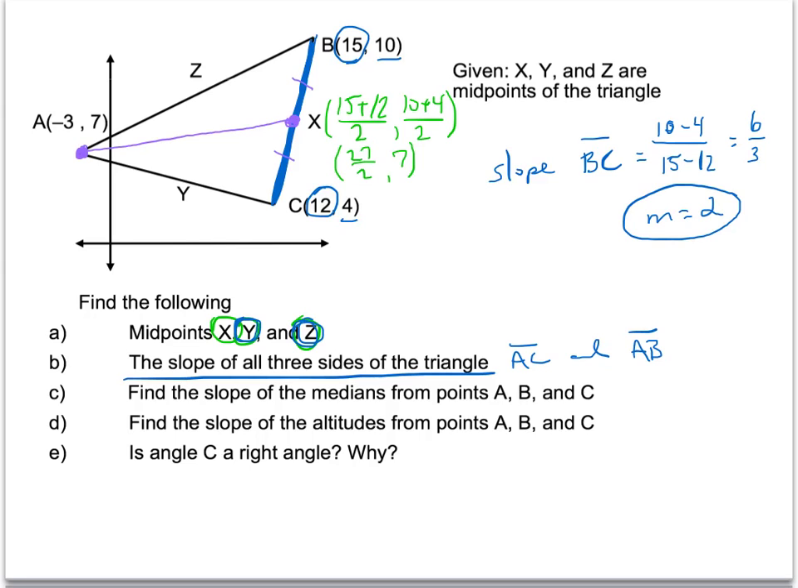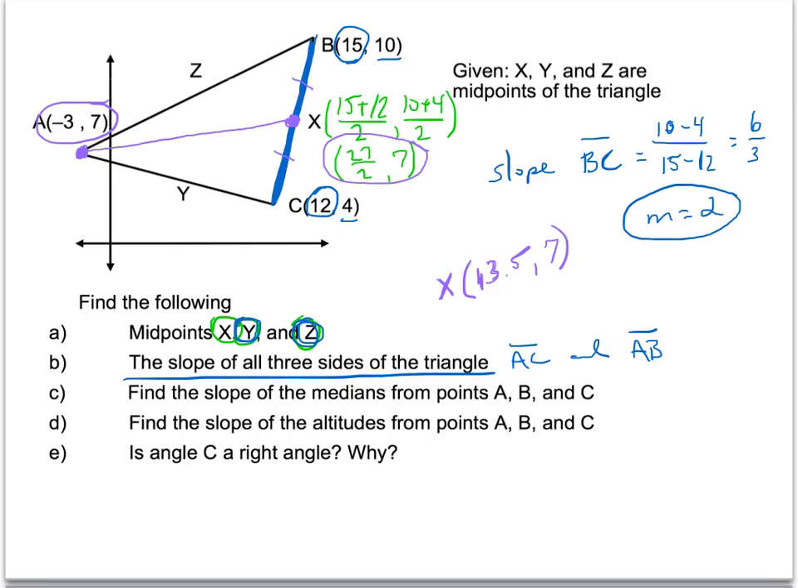In other words, it goes to the midpoint of the other side. Now, this problem I can already see is going to be fairly messy because I have a midpoint x that is at 13.5, comma 7. It's going to be a little bit messy to deal with because I'm dealing with a fraction. So, to find the median, I'm simply going to take that x value, which is 13.5, comma 7, and the a value, which is negative 3, comma 7, and I am going to figure out what the slope is.